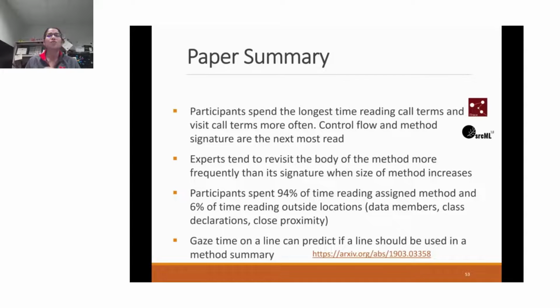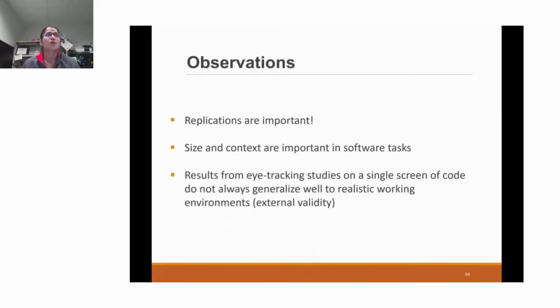We also were able to detect if we could predict if a line was used in the summary based on keywords, based on the gaze time. So this is really interesting for automatic summarization tools in the future, right? So bottom line, replications are important. Size and context matter. Showing methods in isolation will not give you the same results as showing methods within the ecosystem that they are usually in.